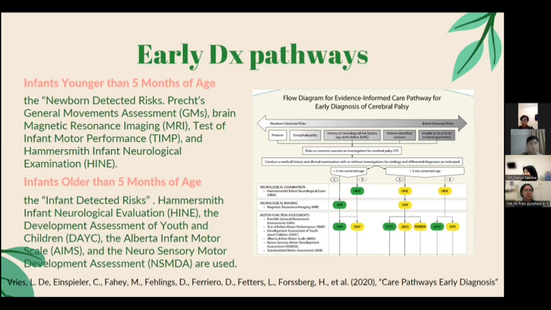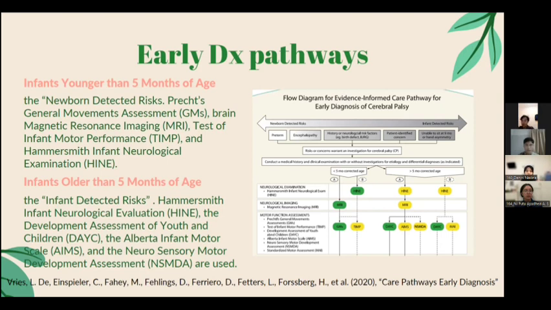The second pathway is for infants older than 5 months of age. This detection strategy is also known as the infant detected risk pathway. Hammersmith infant neurological evaluation, the development assessment of youth and children or DAYC, the Alberta Infant Motor Scale or AIMS, and the Neurosensory Motor Development Assessment or NSMDA are used.